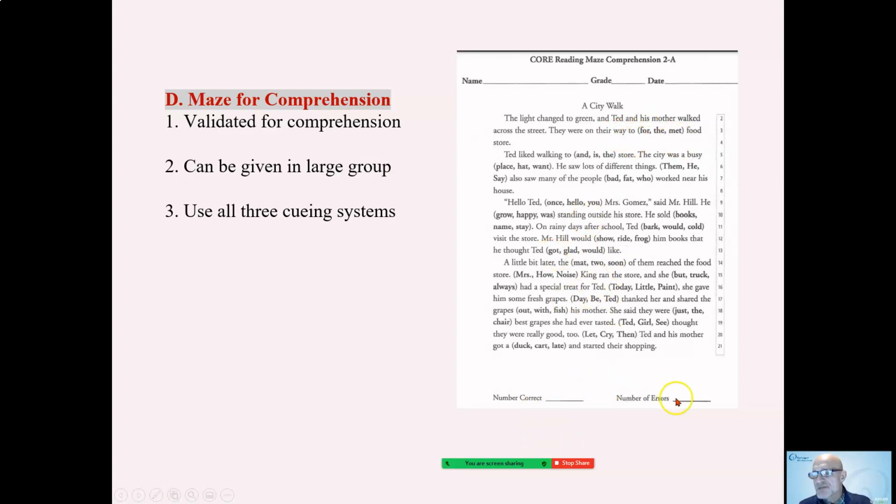Number correct, number of errors, and you can figure that out. Now you can buy, of course, official commercial ones, or you can create your own maze for comprehension based on reading grade levels. But I like that. I like this. This is a validated instrument, and this is a more authentic way to assess comprehension because they're reading a passage just like we do in real life.